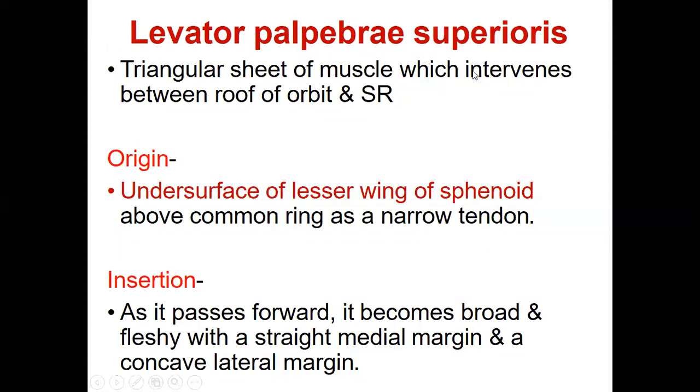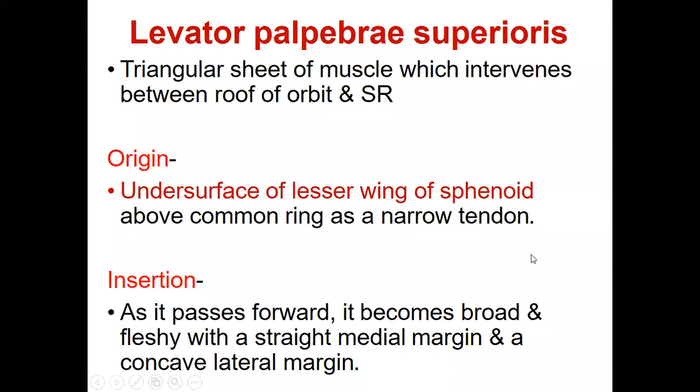Now come to the levator palpebrae superioris. This muscle is not attached to the eyeball. It is a triangular sheet of muscle which intervenes between the roof of the orbit and superior rectus muscle. Its origin is from the under surface of the lesser wing of the sphenoid above the common tendinous ring as a narrow tendon.